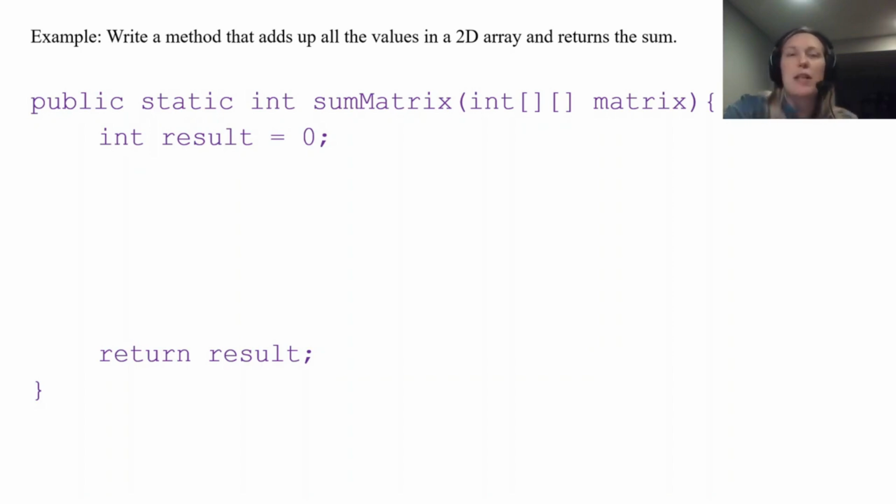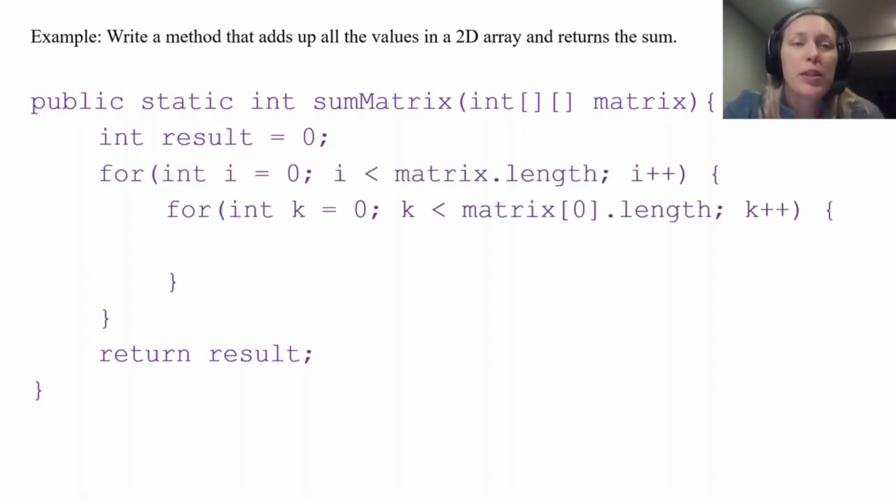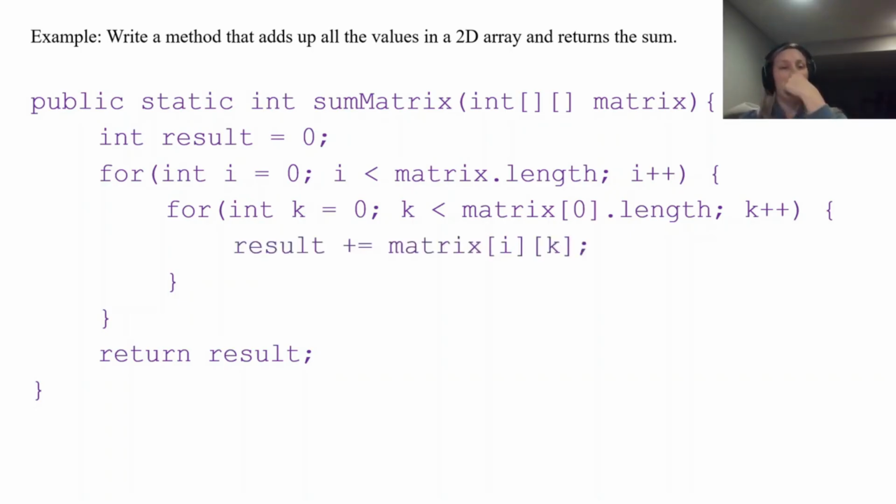Pause if I'm going too fast, by the way, and you need to write down code. So again, it didn't matter what order I did it in. So here's my row major headers, right? Outside loop is the rows, inside loop is the columns. And then each time I go through, I take the element that I'm currently at and I just add it to result. Okay. And then at the end, I return result.